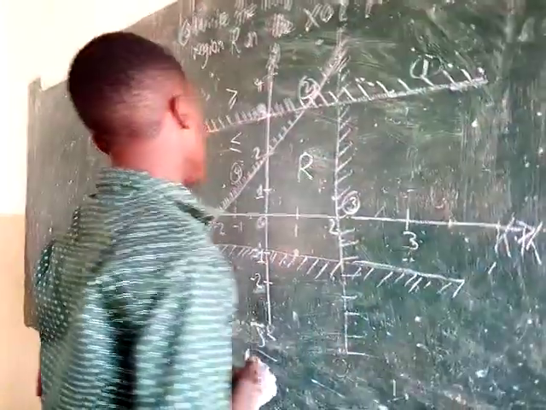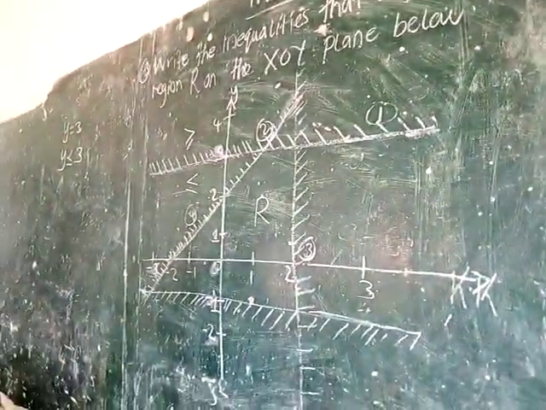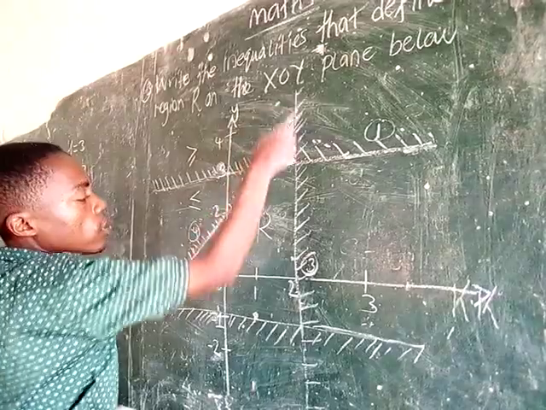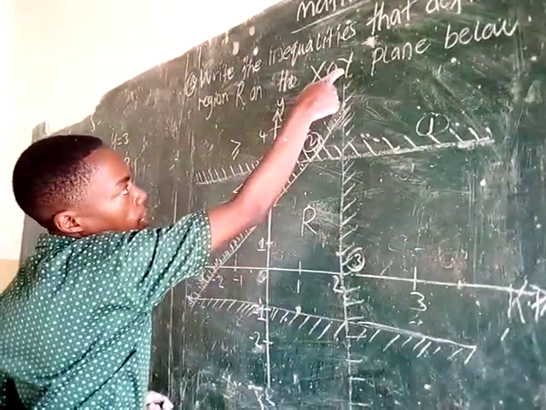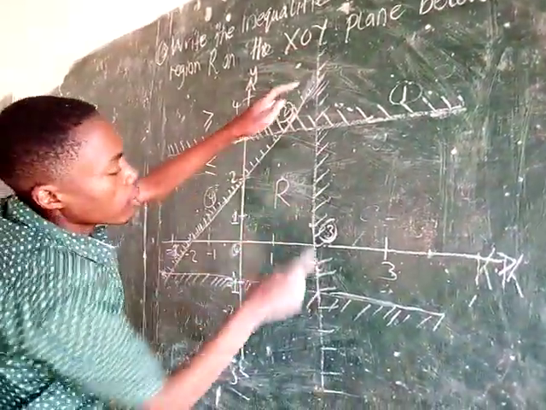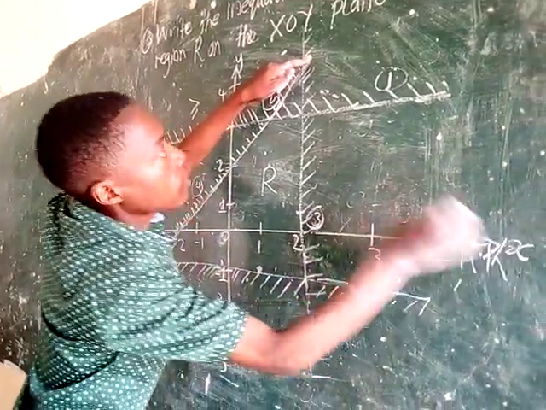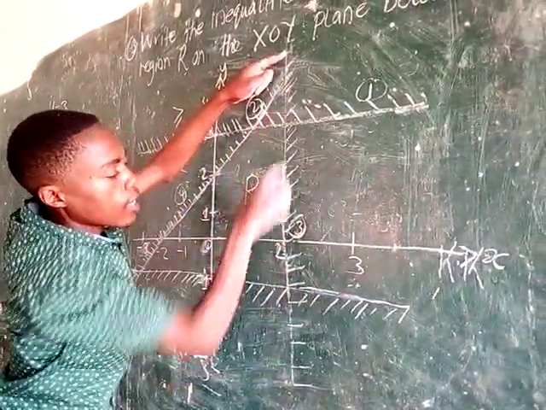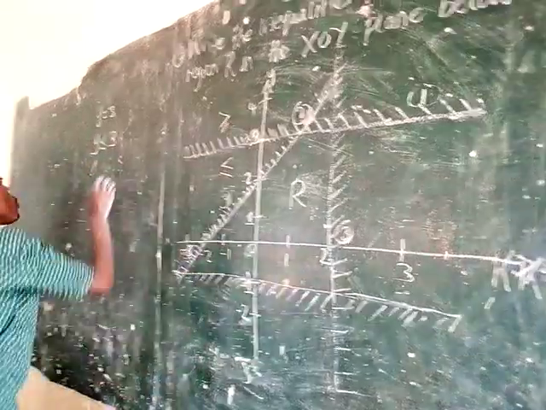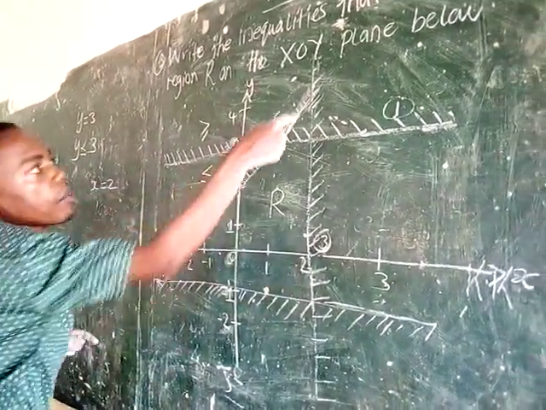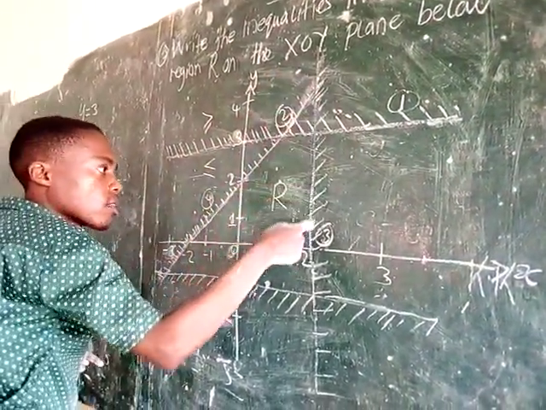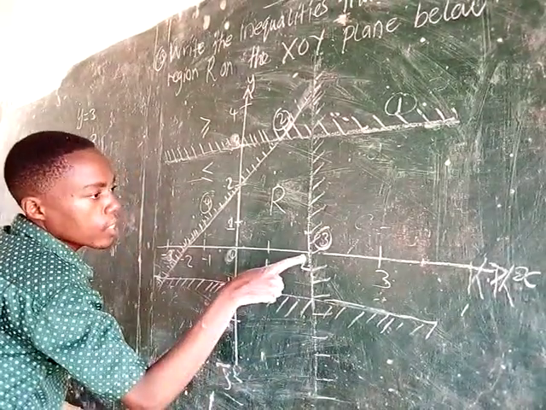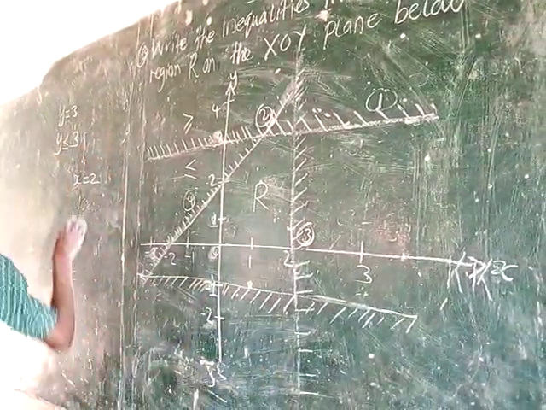Now let's try to extract the inequality for line number 2. Line number 2 is this one. Where does this line pass through? This line is passing through the x-axis at x is equal to 2.